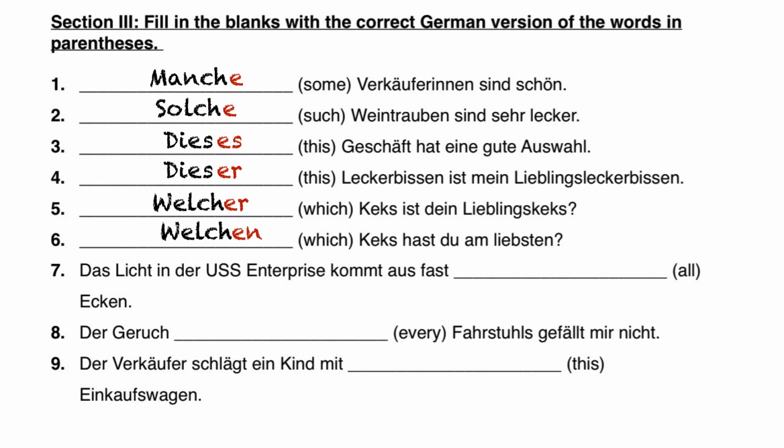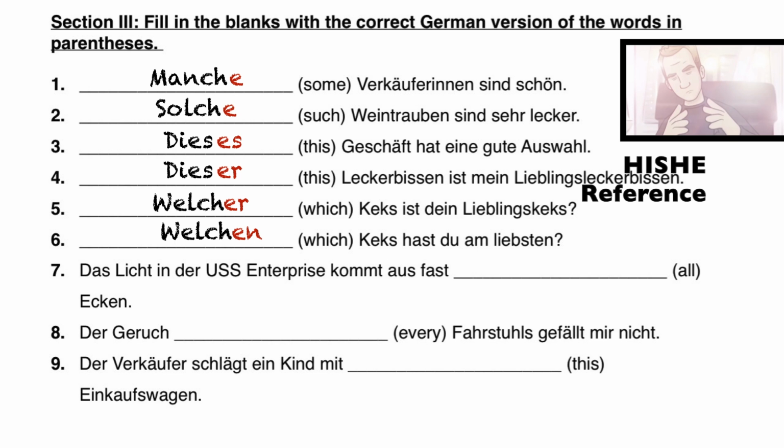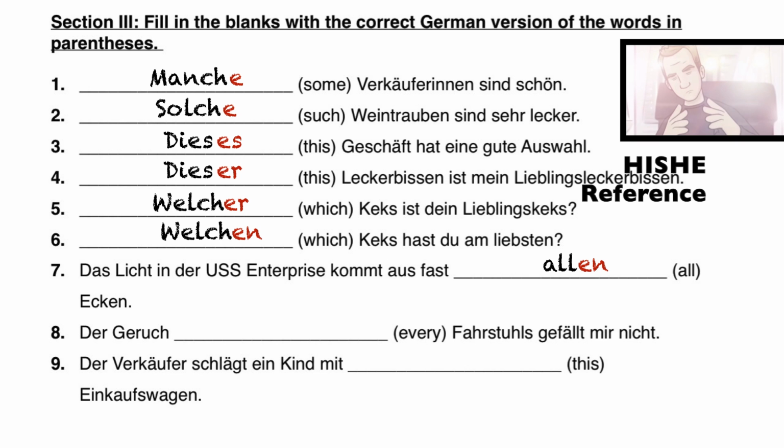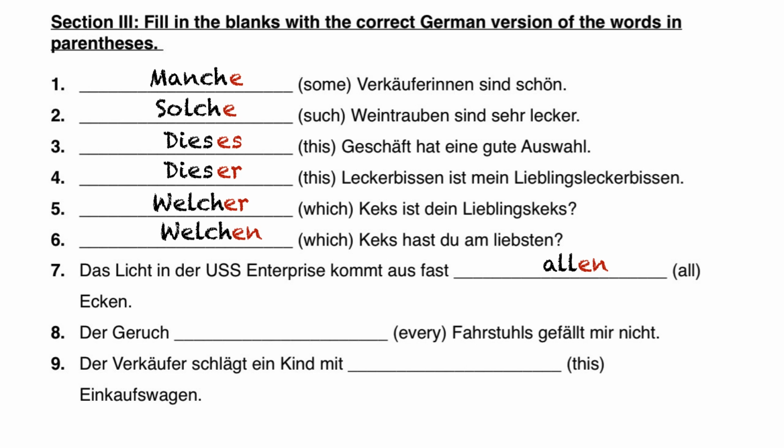In the next one, we have das Licht in der USS Enterprise kommt aus fast something Ecken. Here we need the base form al, just as it is in English, and then we have to add our ending. Because we have the preposition aus, which is a dative preposition, we have to have something in the dative case. Ecken is the plural form of Ecke, and so we have to have plural dative, which in this case would be en, allen. The light on the USS Enterprise comes out of almost every corner. Which, by the way, is a reference to a How It Should Have Ended video, which you can see in the link up there.